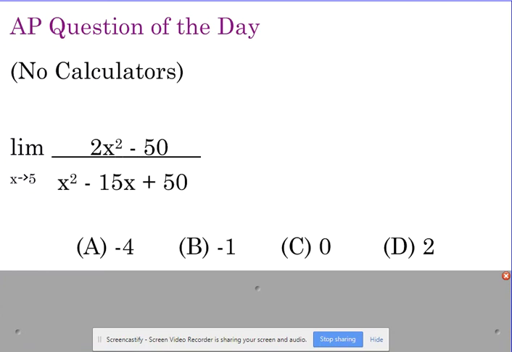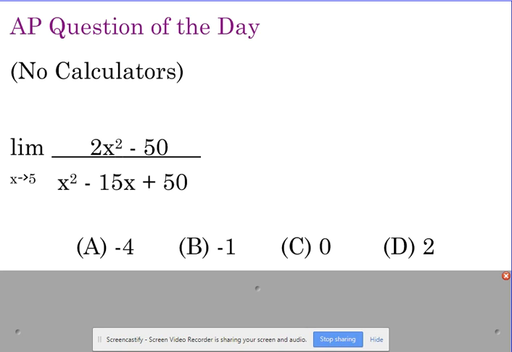Okay, let's start with a typical AP question. No calculators on this question right here. The question is, what is the limit as x approaches 5 of the function 2x squared minus 50 over x squared minus 15x plus 50? So please pause the video for a second, work this problem out on your own, and then if you get stuck or when you think you've got the answer, unpause the video and you'll find my explanation.